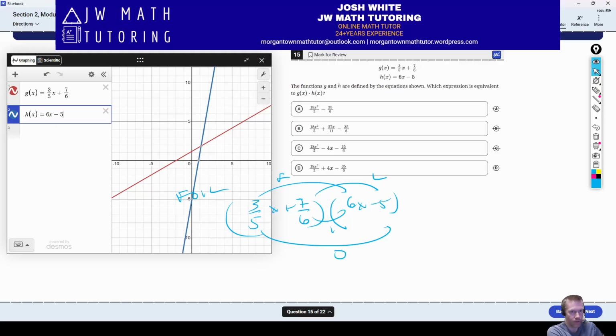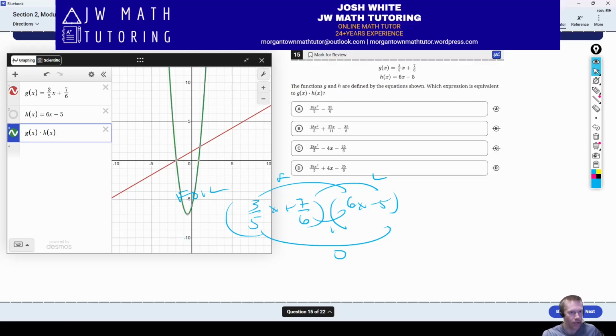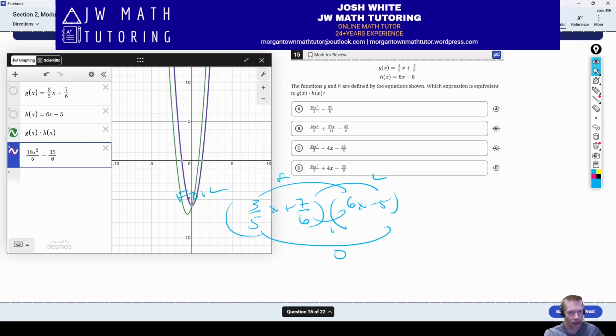H of x, 6x minus 5. Okay, then I'm going to multiply them. All right, now get rid of this, get rid of this. So I've got a quadratic, right? Now all I have to do is go through the answer choices and see which one overlaps the green graph, the green parabola, entirely. Okay, it is not A, so we can eliminate that one. So let's check B now. 27x over 11. That does not overlap entirely. Let me just get rid of this so we can see the full graph clearly.